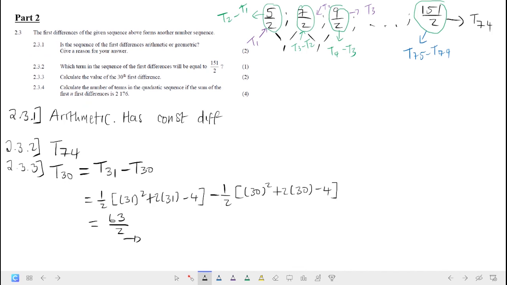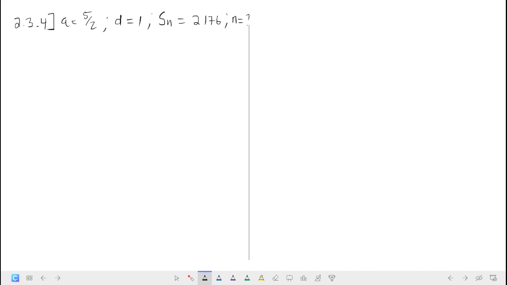Now how does this work? Remember, when we were explaining earlier in 2.3.2, we said that 151 over 2 becomes 74 in the first differences. But if you look into the quadratic, you will see that it came from t75 minus t74. So by calculating the sum, for example, of 74 terms, this means that these terms came from 75 terms in the quadratic. I hope this makes sense. So let's go and do that here.